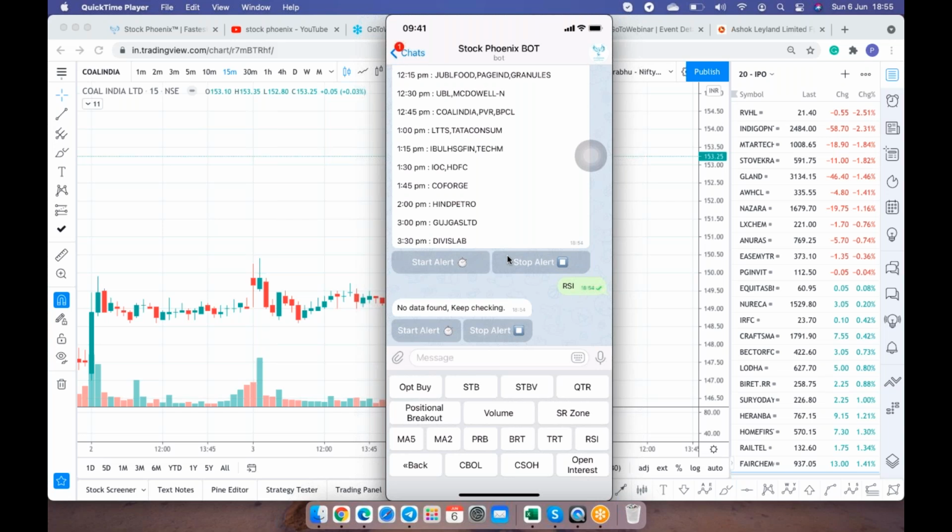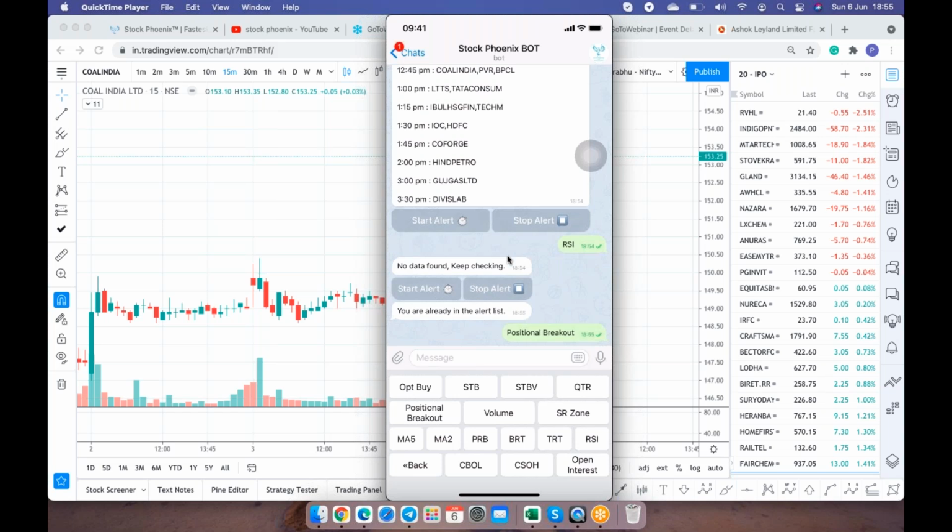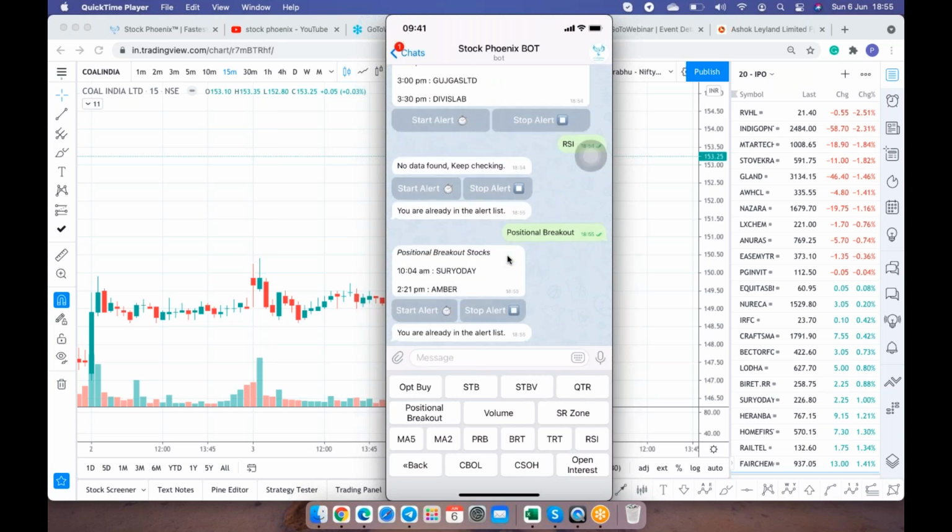No stocks came, but I would like to keep an alert for this particular feature. If you could see, I'm already in the alert list of this, and of positional breakout. I use both of these very highly.